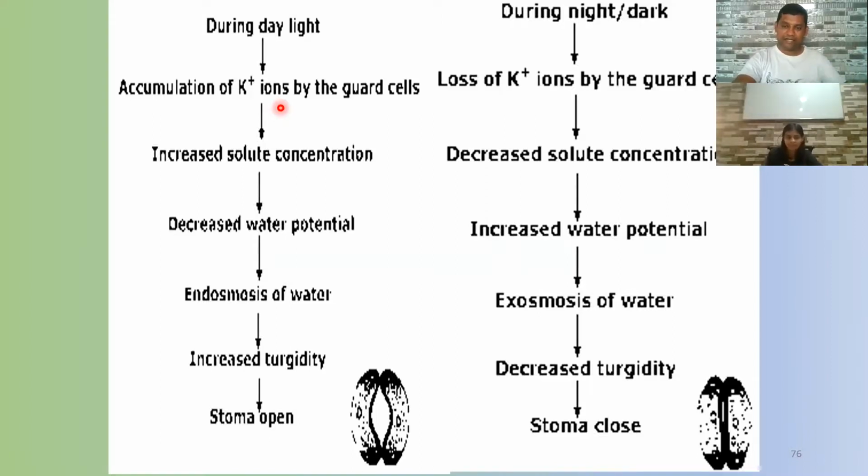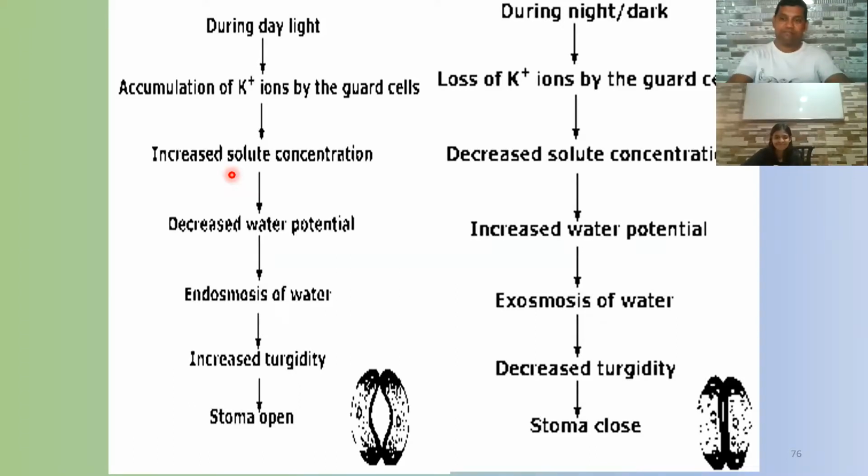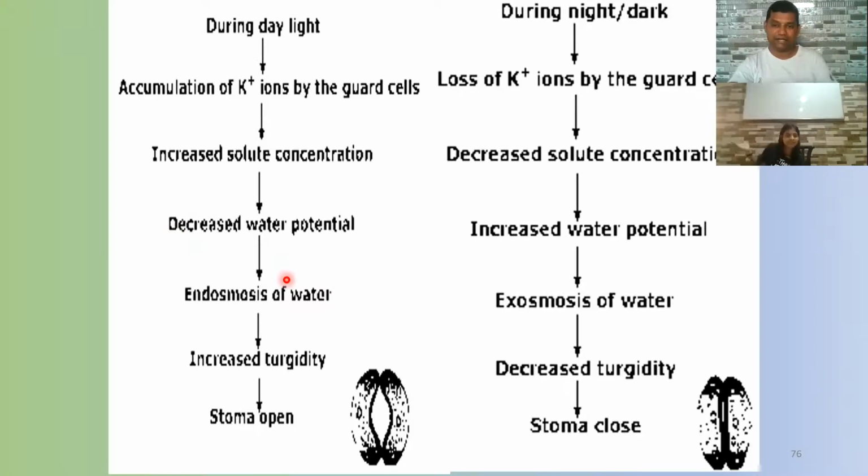K plus अंदर आते रहने की वजह से solute concentration बढ़ गया. K plus is the solute concentration. So concentration उसका बढ़ने की वजह से what is happening? Water potential. Solute concentration बढ़ने की वजह से water potential decrease हो गया. Water potential जब decrease होगा तो there will be endosmosis that will take place.